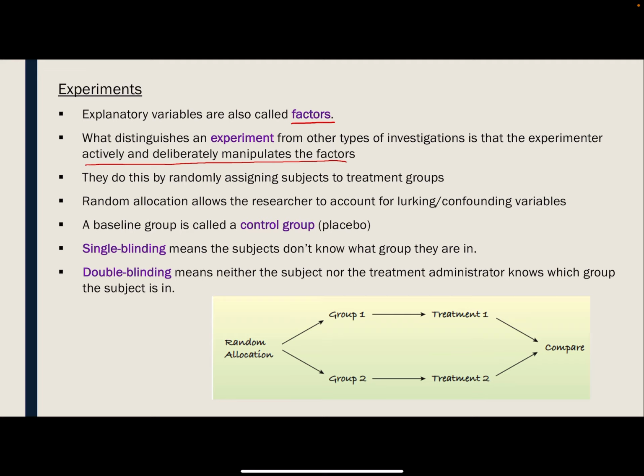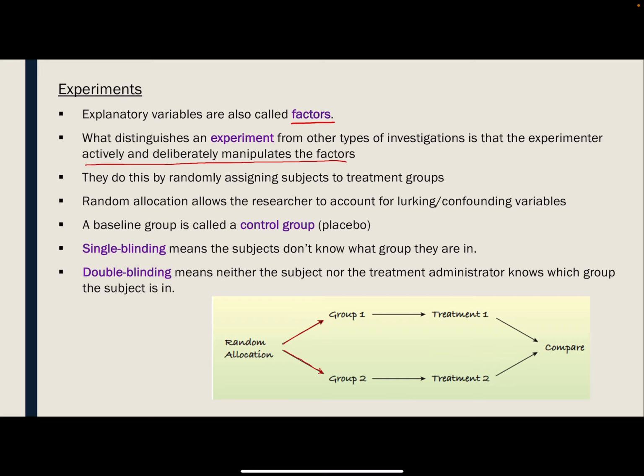Another key thing that an experiment needs to have is that the experimenter needs to randomly assign subjects to treatment groups. So they'll be randomly assigning subjects to one or more groups. This diagram only has 2 groups. And then the groups will have different treatments of the explanatory variable. So by treatment, I just mean the level of manipulation of the explanatory variable.